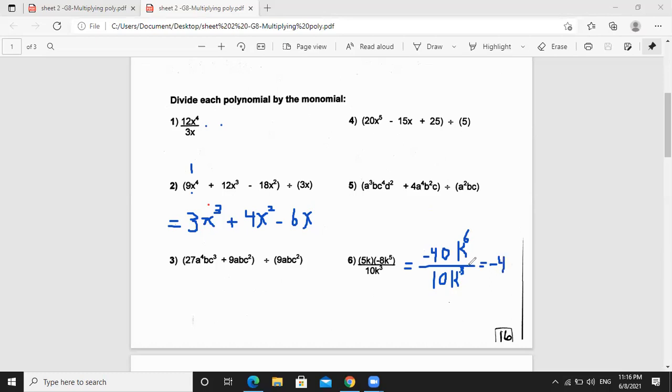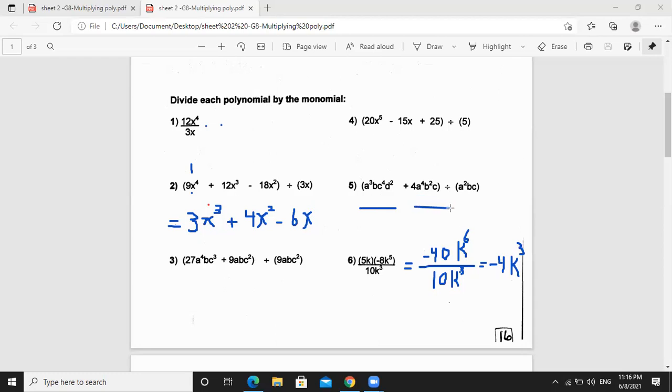And then k power 6 divided by k power 3, it will be equal to k power what? Power 3. And this is the final answer. So don't forget, in case you have an expression with plus and minus, you will not simplify first. You will just divide.